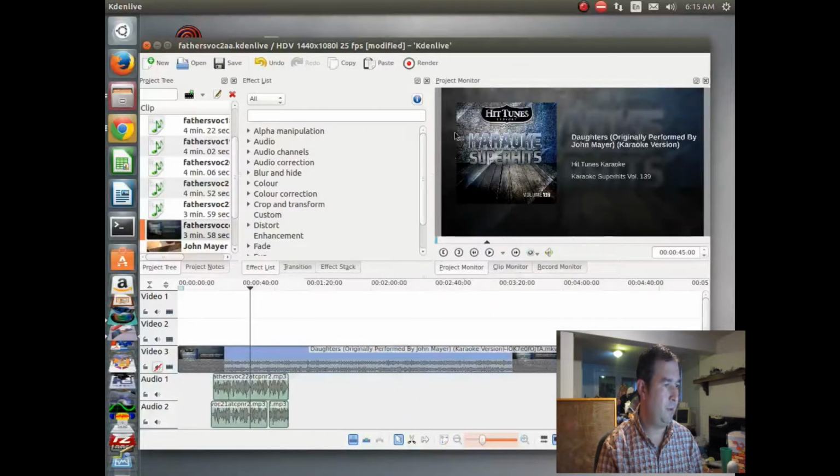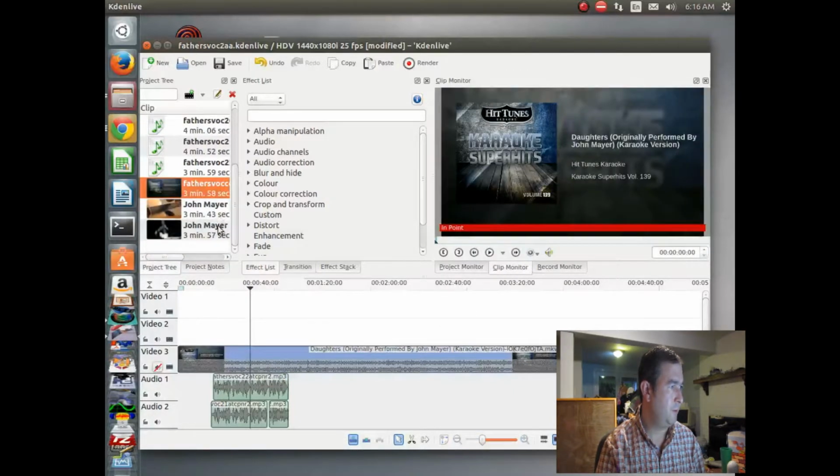You can do the same thing with these guys. And I like to keep this on project monitor, because project monitor monitors what you're doing down here when you're sticking stuff together, whereas if you put it on a clip monitor, that's just monitoring the clips that are over here, so you can look at the different clips when you're trying to stick them together.